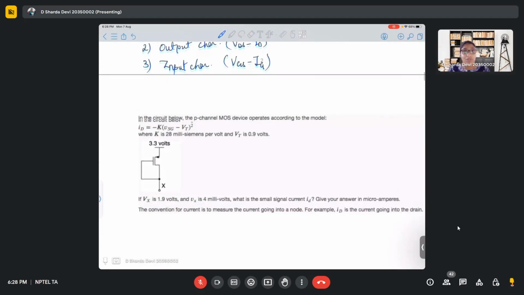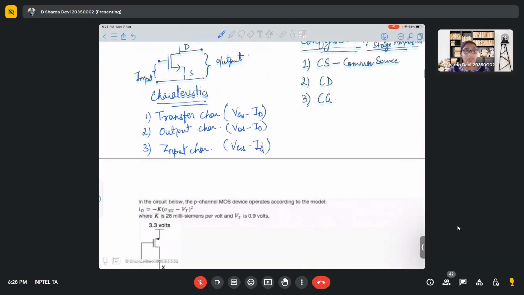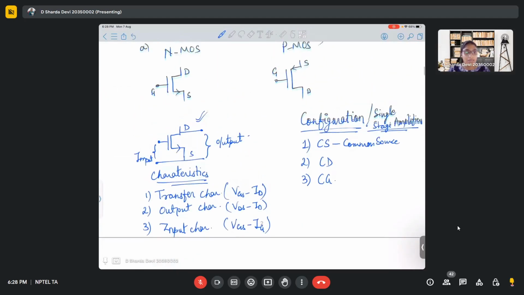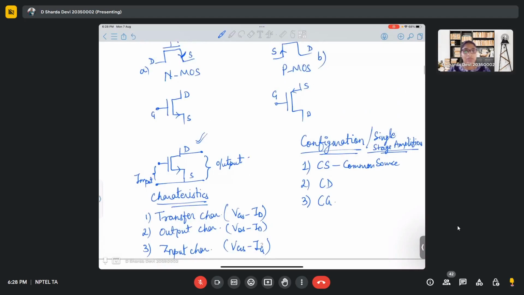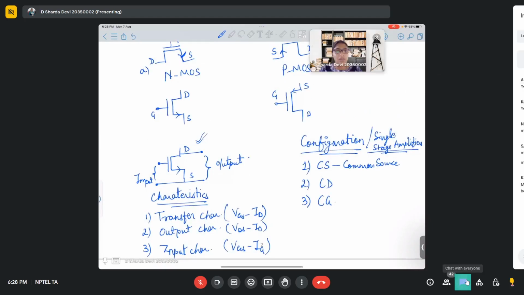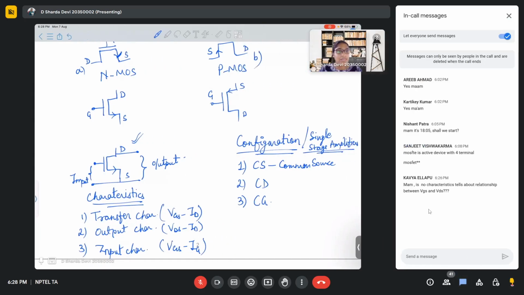Someone is asking in the chat box, is there no characteristics between VGS and VDS? I could not understand what no characteristics means. I think characteristics means a relationship. So is there a relationship between VGS and VDS?